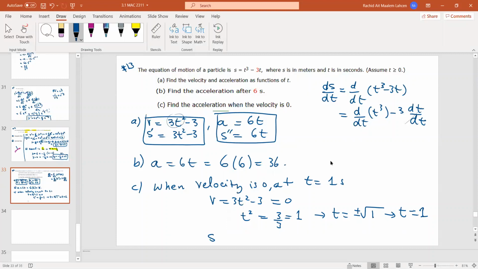Now we can use that for the acceleration. 6 times 1 equals 6. All right.